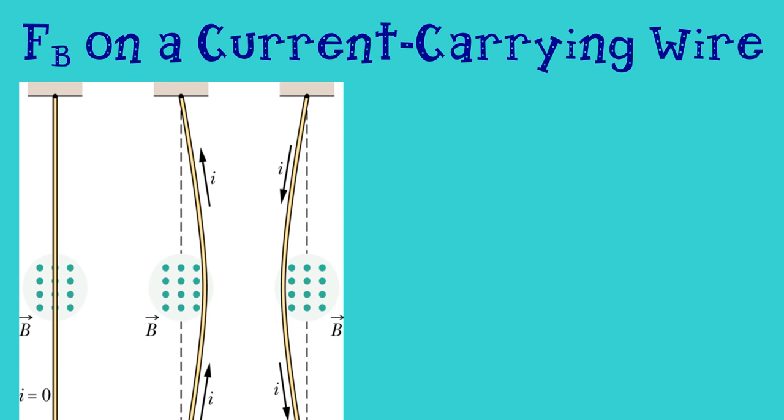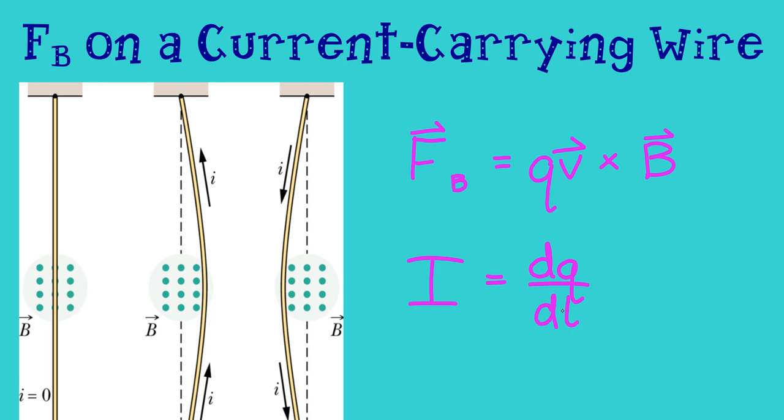We know a single charged particle moving in a magnetic field experiences a magnetic force according to the equation F_B equals Q v cross B. Now, we also happen to know that current I is equal to the rate at which charges are moving through a wire, or dQ/dt. And if current is constant, it can be expressed as delta Q over delta t.